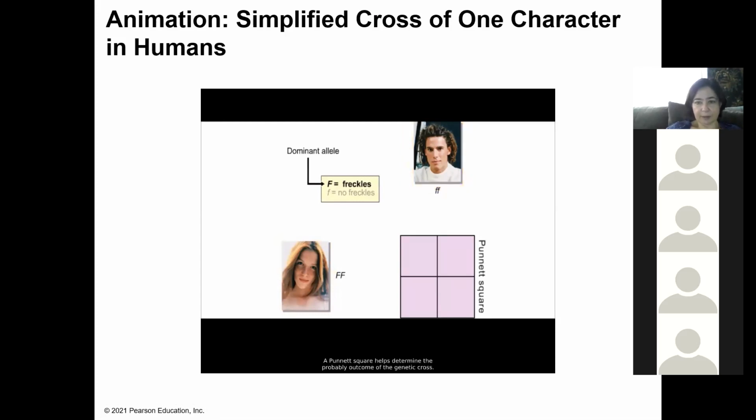A Punnett square helps determine the probable outcome of the genetic cross. Both parents are homozygous, so each can produce only one type of gamete as far as freckles are concerned. The female produces gametes with the dominant allele, big F, and the male produces gametes with the recessive allele, little f. Each square in the resulting table is filled in by combining the alleles from the sperm and eggs. In this example, all the children would be heterozygous for the trait, big F, little f, and therefore would have freckles.